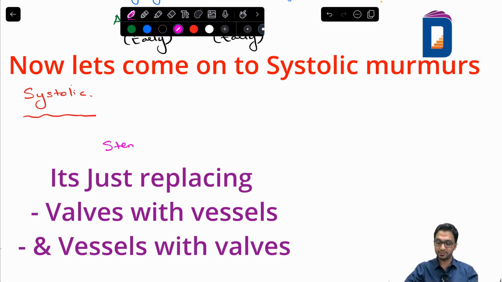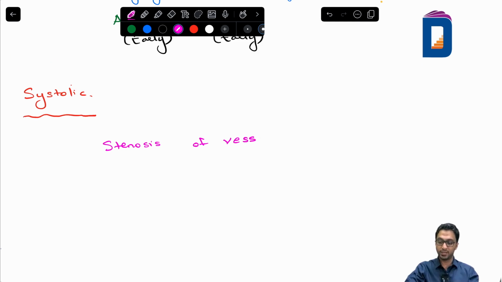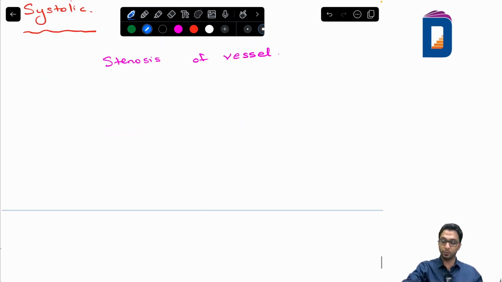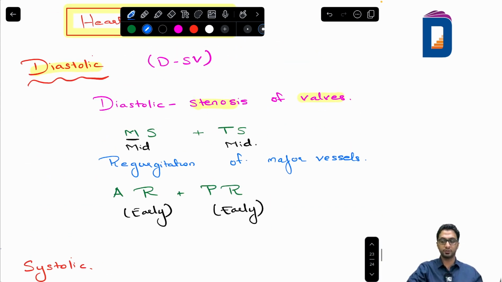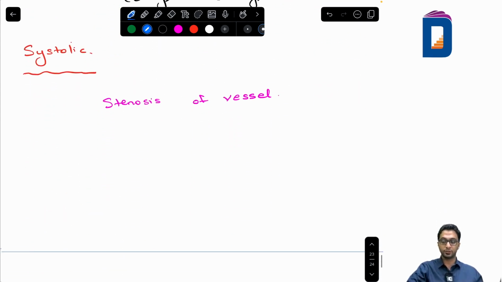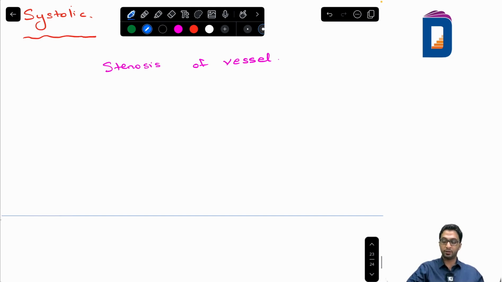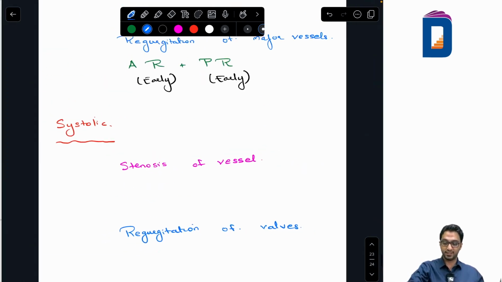Stenosis of the vessel. Stenosis of the vessel. So yeah, stenosis of the vessel and regurgitation. Exactly opposite of this, the first one. Stenosis of the valves, it was there. Here it is stenosis of the vessel. Now instead of regurgitation of the vessel, we have the regurgitation of valves. Okay, so now it is easy, no issues, I think.